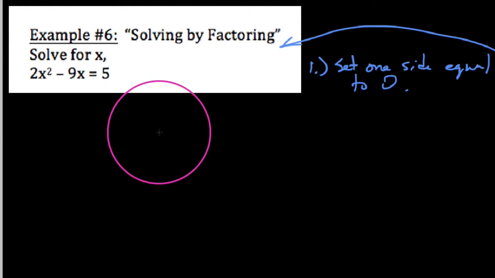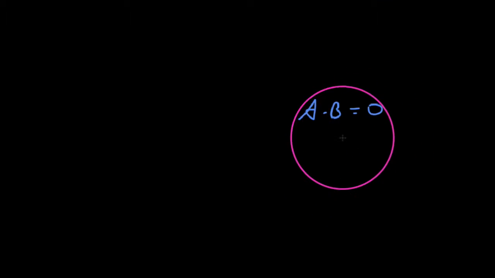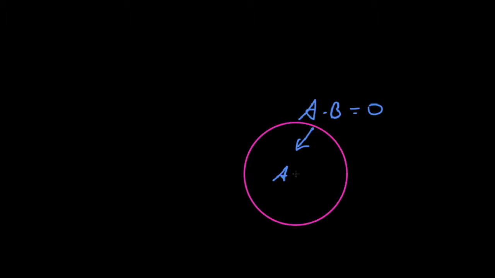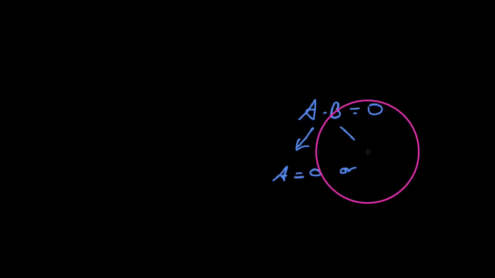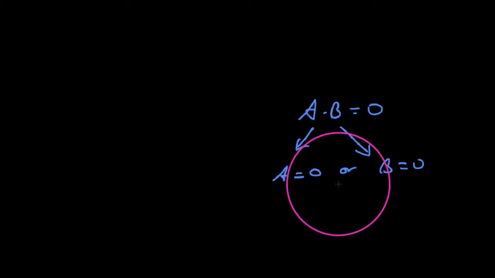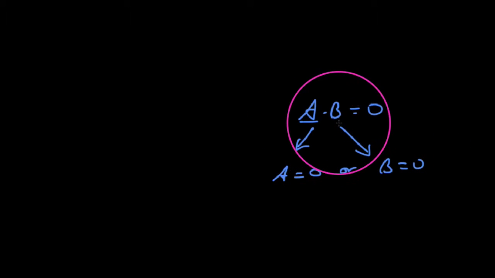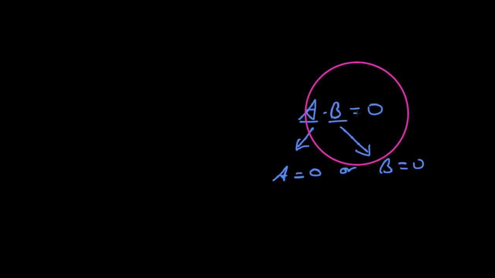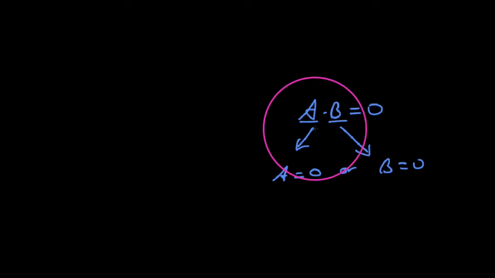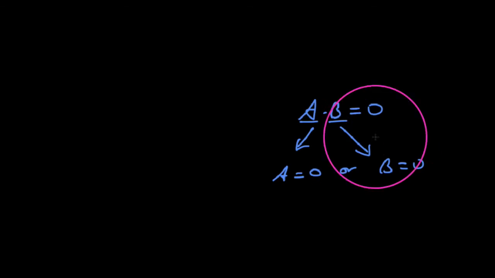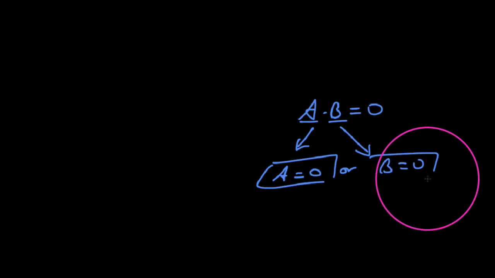We're going to use what we call the zero product property, which essentially states that if you take two things and multiply them together and they come out to be 0, then either A was equal to 0 or B was equal to 0, or they both were. There's a benefit to being able to factor something and write it as the product of two factors that equals 0, because we can set each individual factor equal to 0 and solve them individually.